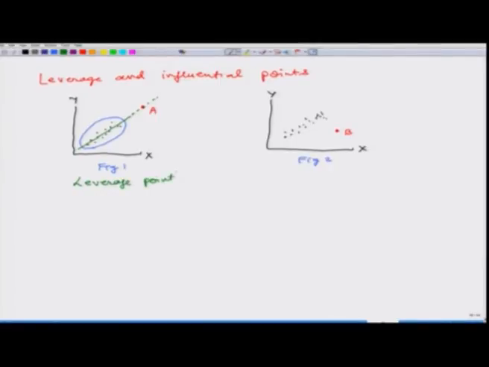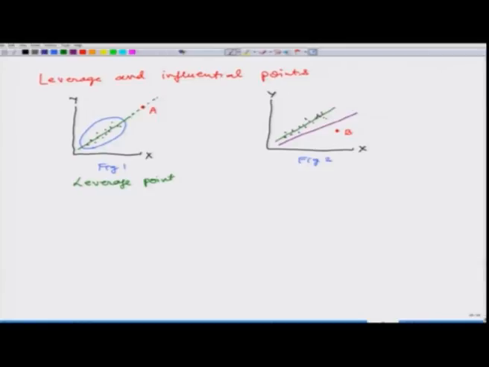Now, we consider figure number 2. Here you can see that if I use the observations except the observation at point B, then the regression line is going to be obtained something like this. And again this point B is lying quite away from the existing points. But there is a difference. The difference is that if I include this point B in the given sample of data, then the new line will be somewhere here.